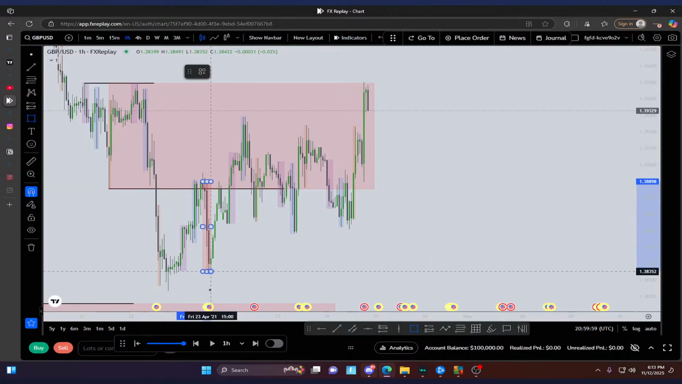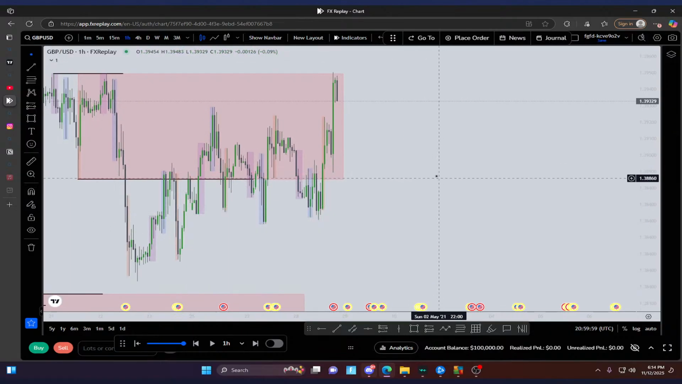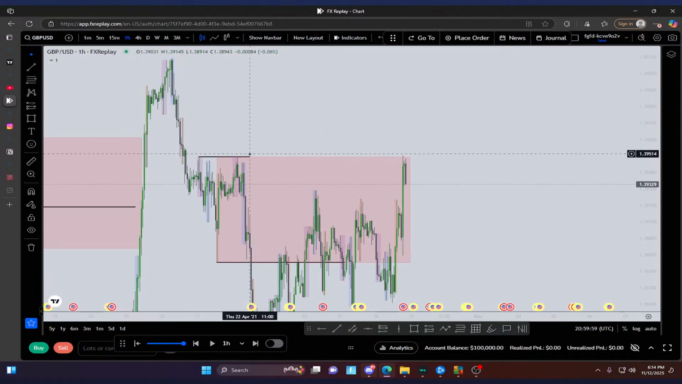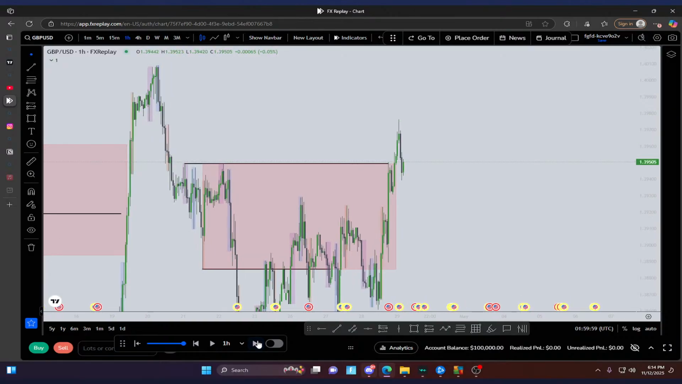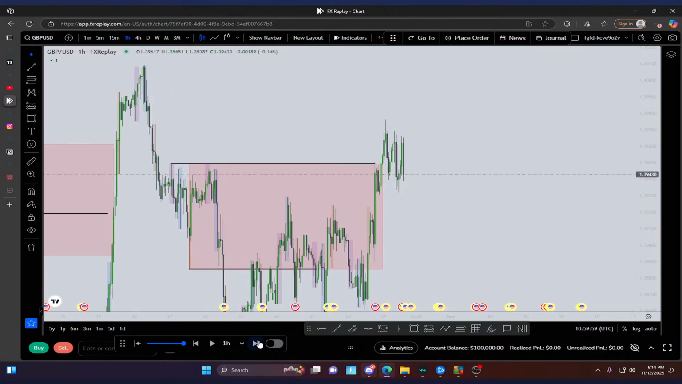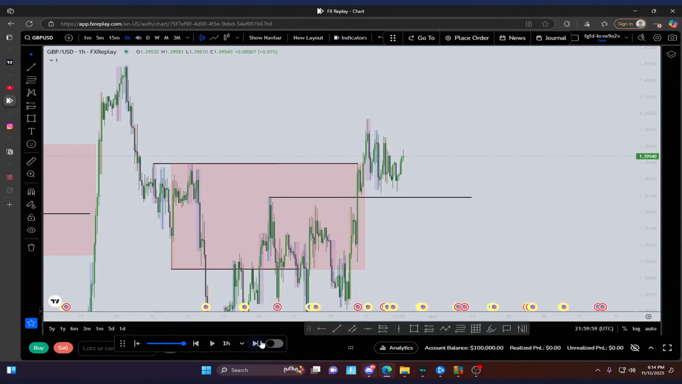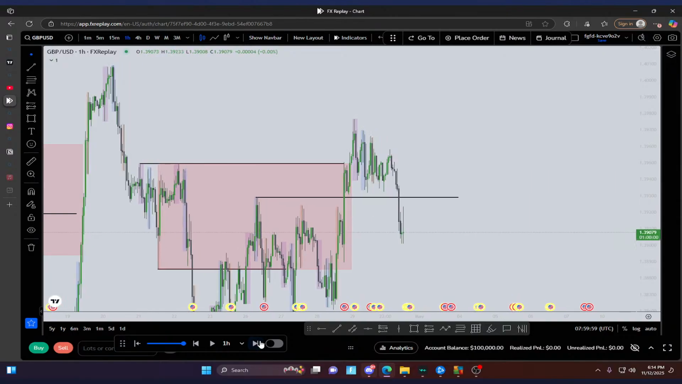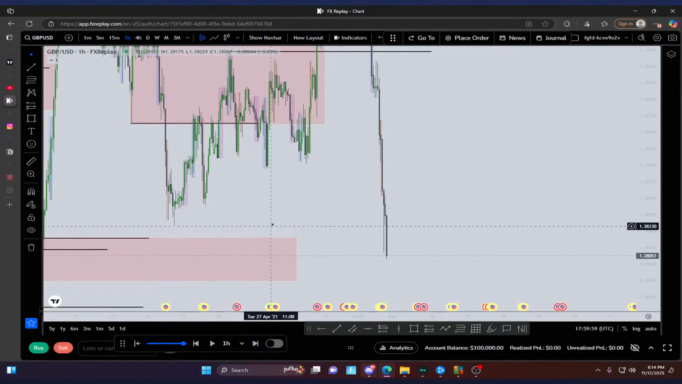I'm saying about the multiple taps. Why are we having multiple taps? For what reason? Then we ultimately disrespect that, taking out this high. Okay. Take out liquidity to fill the inefficient price. Inefficient price is filled. And then we have a reaction all the way down.